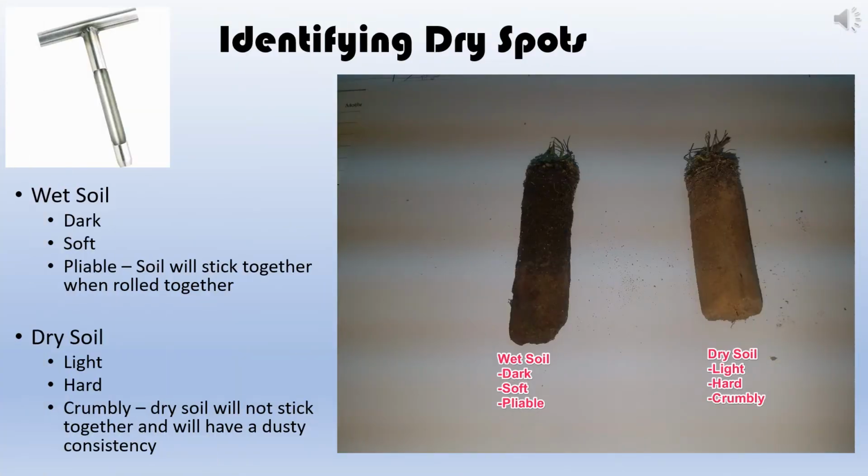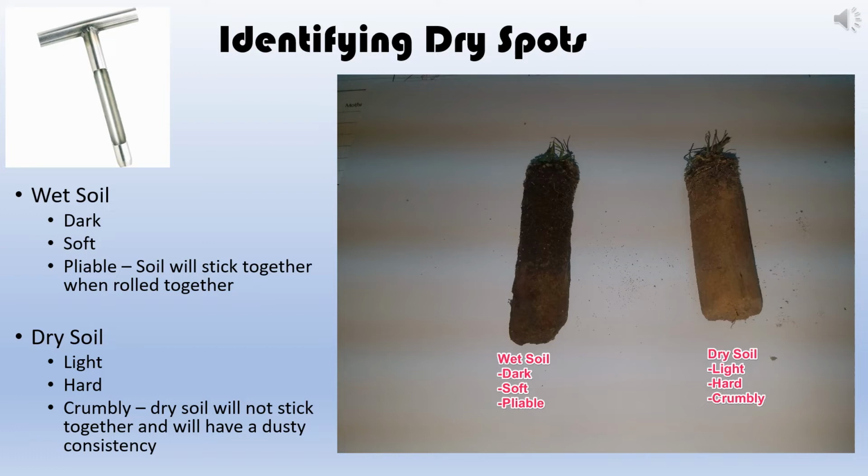Our knowledge of plant transpiration helps us target areas that are likely to have a higher water requirement. We pinpoint dry spots by taking soil samples. Assessing the soil core takes some practice, but over time you'll be able to tell wet from dry.